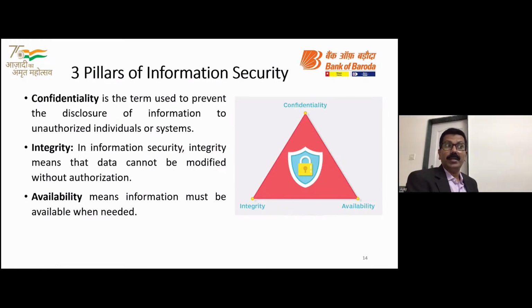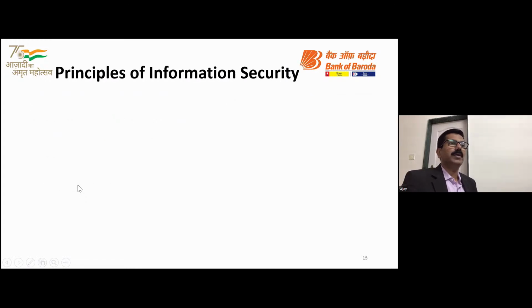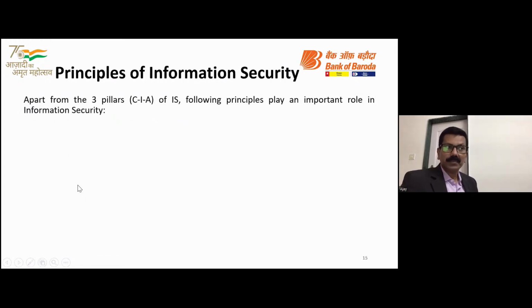For integrity, the stored balances should be accurate. Integrity should be maintained for this. And personal information should be confidential. It cannot be shared without your consent. So these are all the basic pillars of information security.